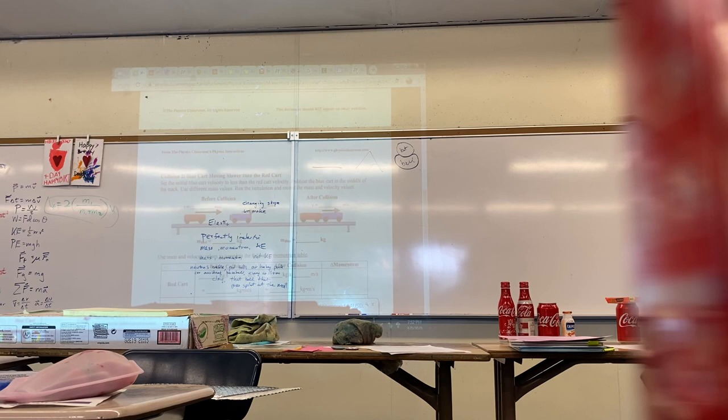What about the second collision? So in both collisions, the end result is that they're going to stick. However, in the second collision, are both carts moving? Yeah. Are they moving at the same velocity? No. Which one's going faster? Red, okay.